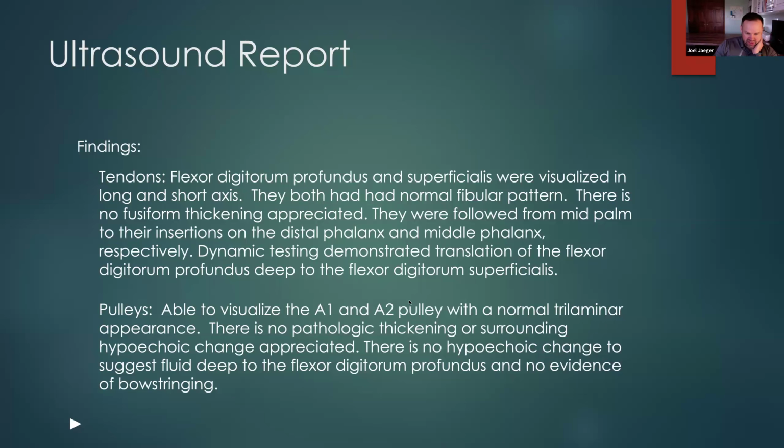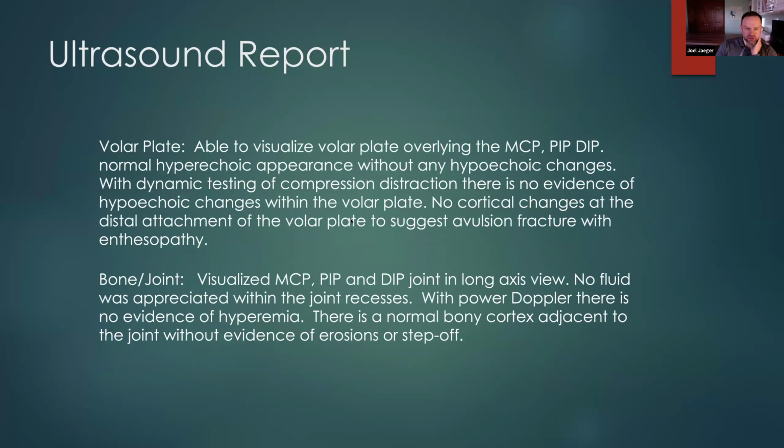In regards to the pulleys, I just include the A1 and A2, commenting on if there's any pathologic thickening or fluid surrounding them, and also commenting if we have any bowstringing that we might be looking for. A little description about our volar plate, commenting on if there was any hypoechoic defect, any that we could express with the dynamic test, and also comment on any cortical change with that enthesophyte or possible avulsion fracture, and then some of the things we talked about with looking at the joint recesses and the bony cortex texture.